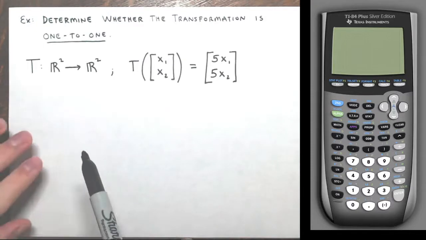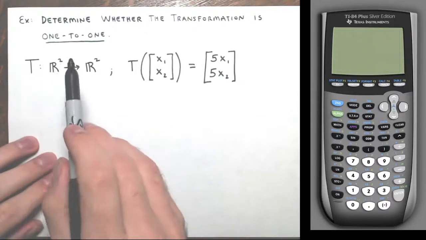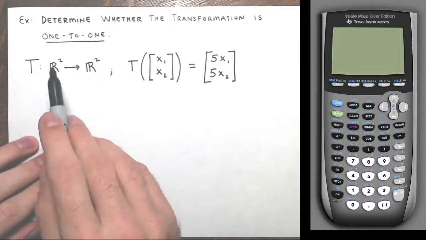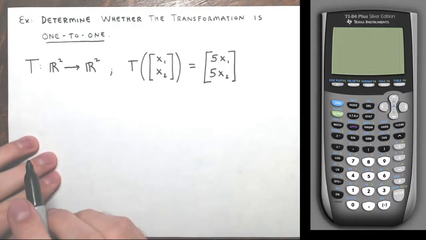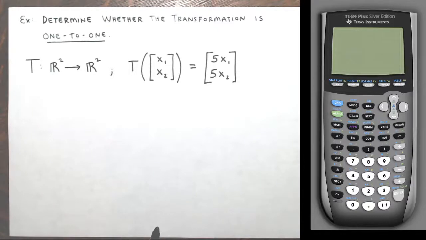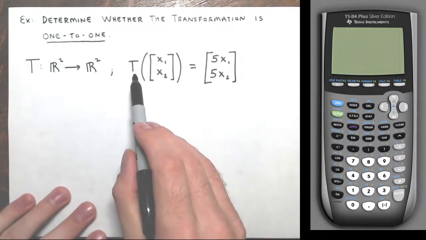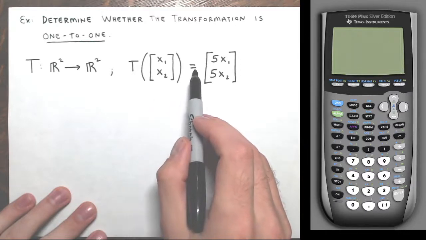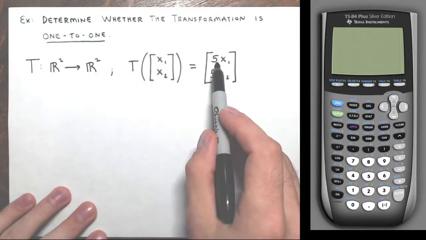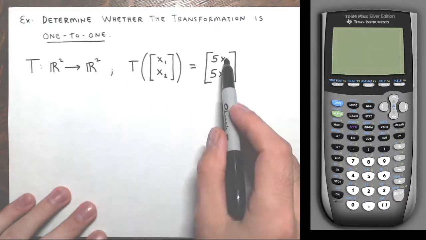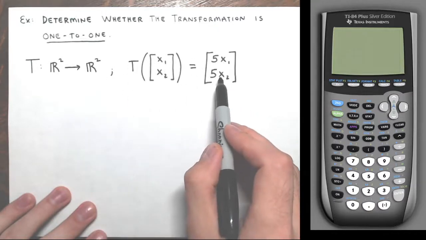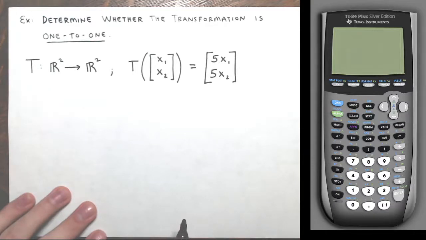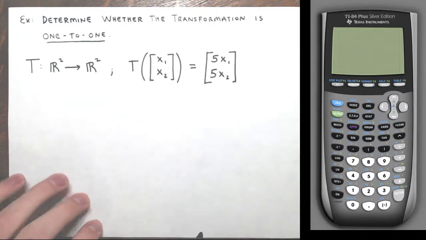So my transformation here is T, and it's from R2 to R2. Assume the standard operations for these vector spaces that have been brought up in previous videos, if you've been watching: just standard vector addition, standard scalar multiplication. And the rule is T takes a vector from R2 with components x1 and x2, and the output, T of this, is equal to another vector from R2 with 5 times x1 for the first component, 5 times x2 for the second.